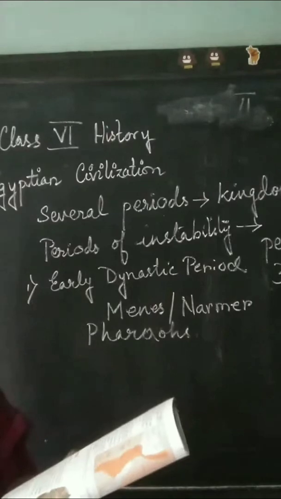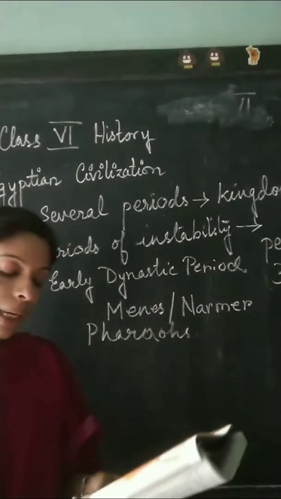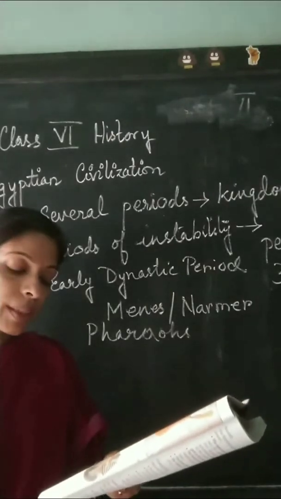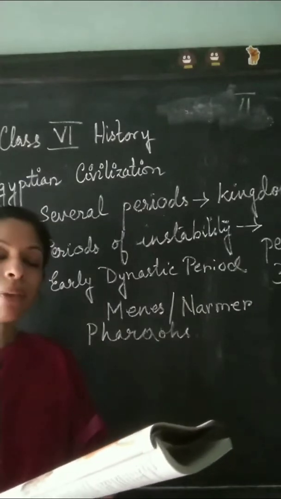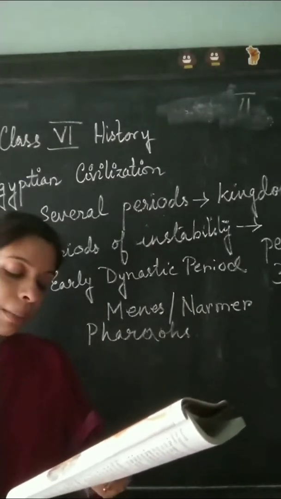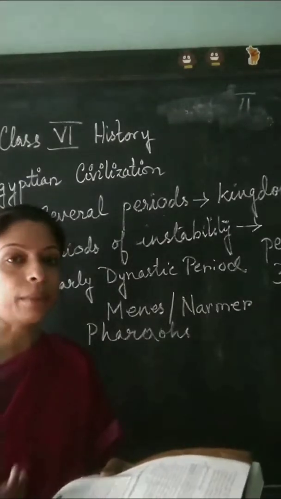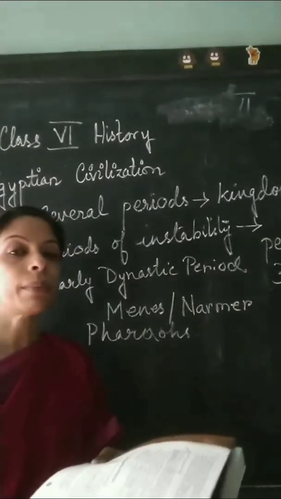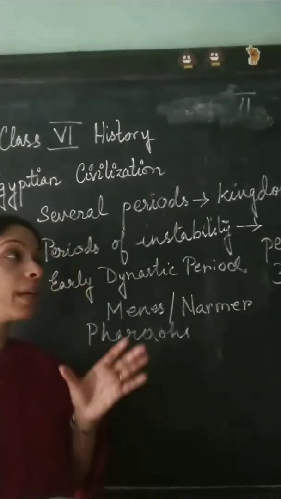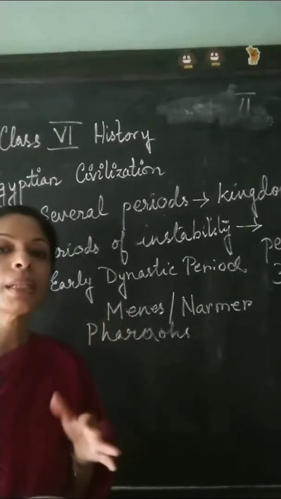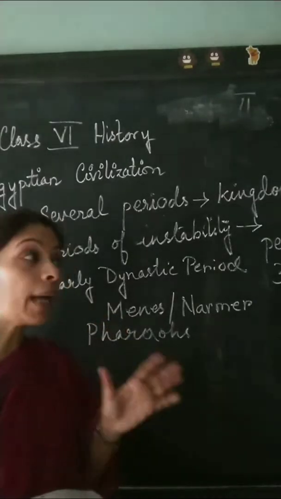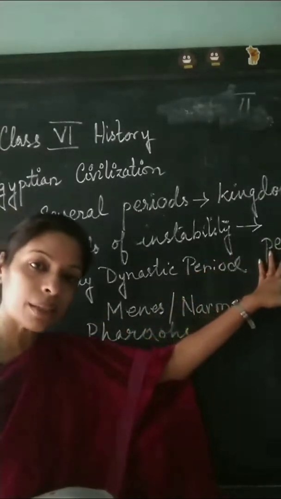First, the early dynastic period, which is from 3100 to 2686 BC. Then we have the Old Kingdom, the Middle Kingdom and the New Kingdom. Now in between the establishment of these kingdoms, the periods that were marked by instability, that is there was no law and order, were known as the intermediate period.